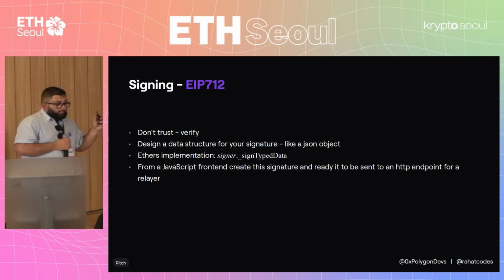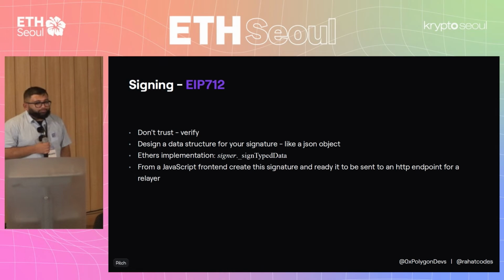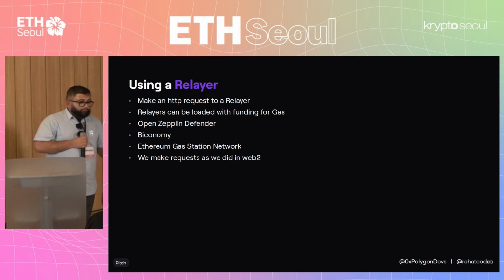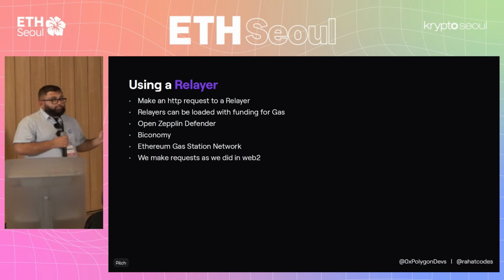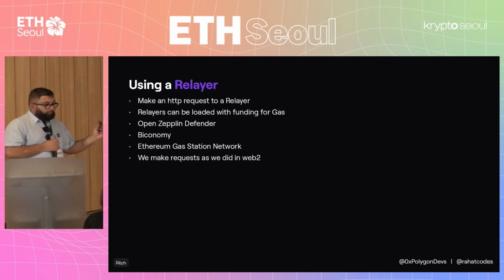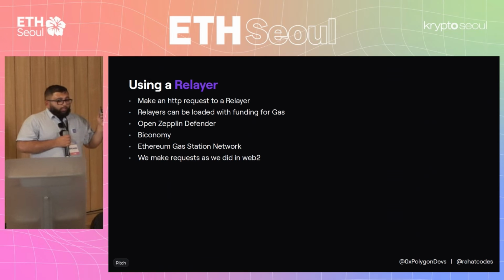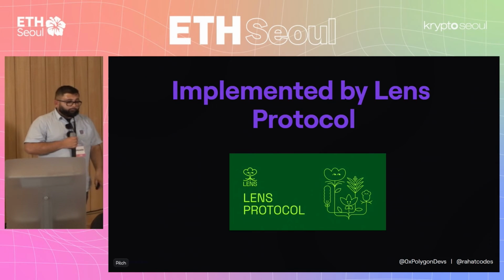And from a JavaScript front end, this creates a signature and makes it ready to be sent to some HTTP endpoint for a relayer. So we're going back to Web 2. You're just sending a request to some endpoint using the relayer. Like I said, we're making an HTTP request to that relayer. Relayers can be loaded with funding for gas. Again, OpenZeppelin Defender, Biconomy, Ethereum Gas Station Network, all great options here. And we just make these requests: we sign the data, make the request, and it executes the transaction on our behalf.